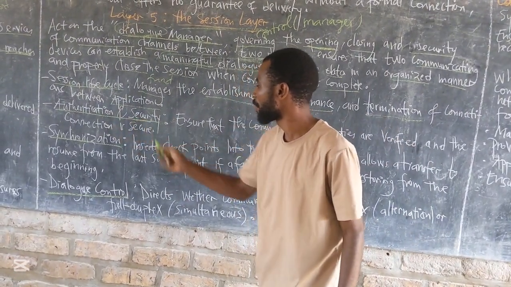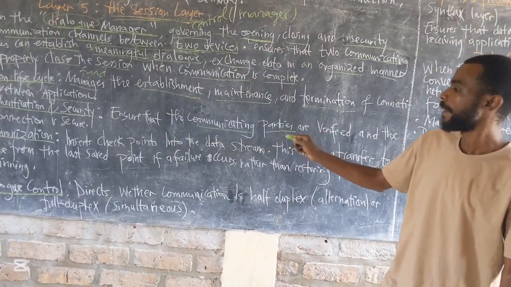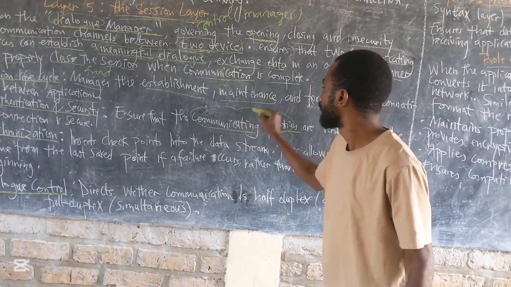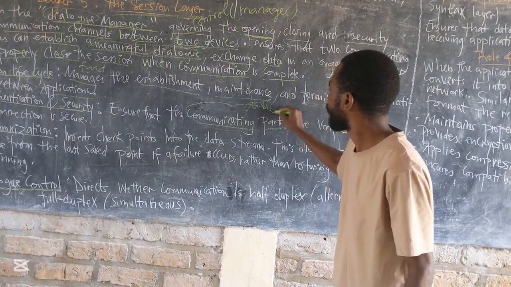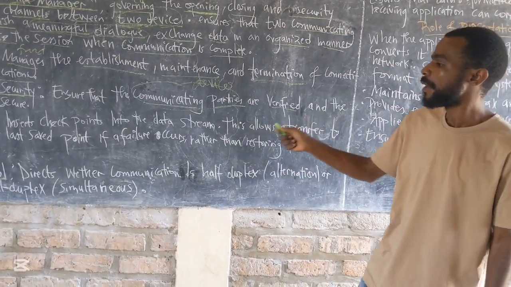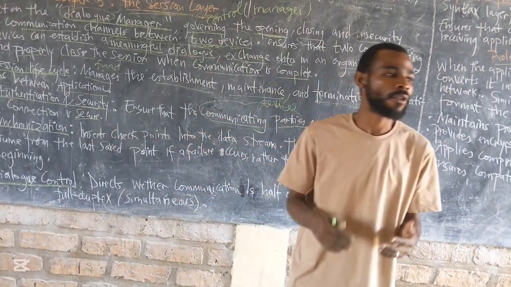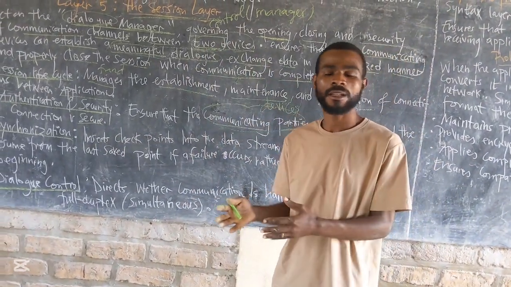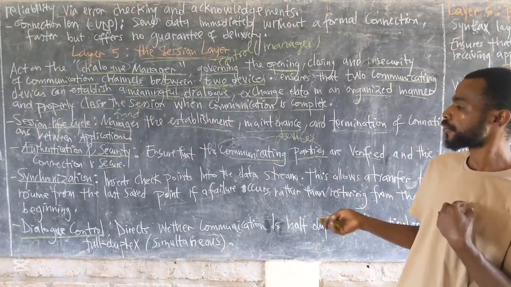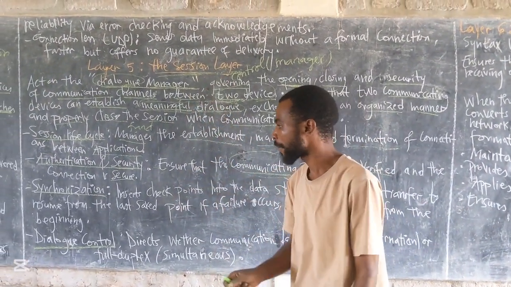Authentication and security. Ensure that the communicating parties, the communicating devices are verified and the connection is secured. If their connection is secured, it is the task of the session layer.